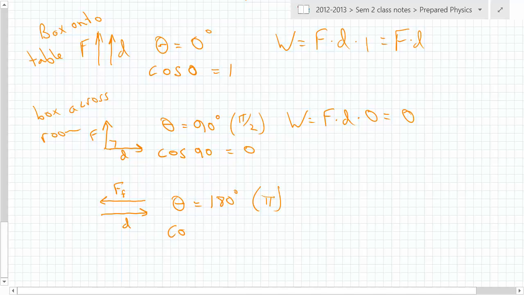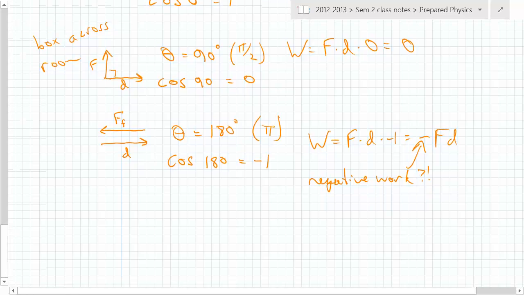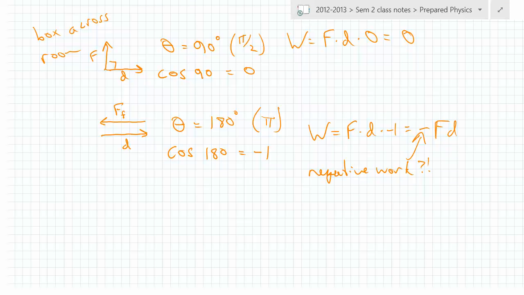And the cosine of 180 is equal to -1. So we would have work equals force times distance times -1, which is negative force times distance. So we would have negative work. And we will talk at another time about what that means, but that's significant and something that we'll have to deal with.